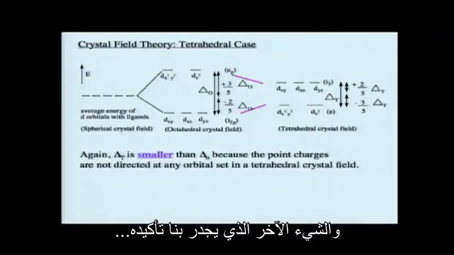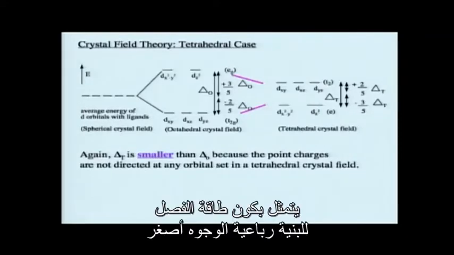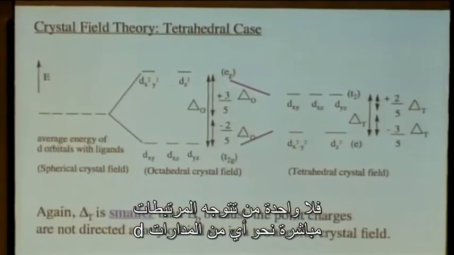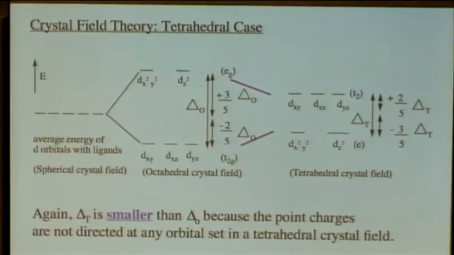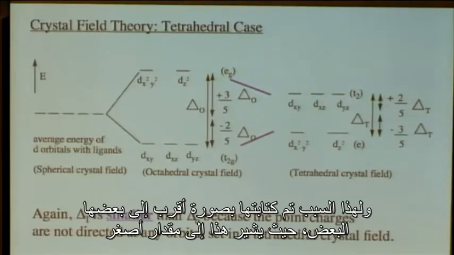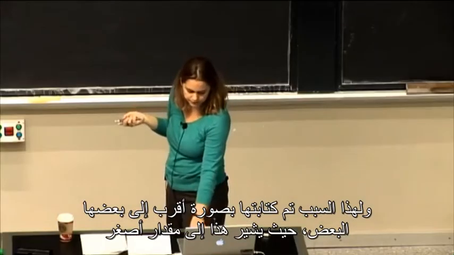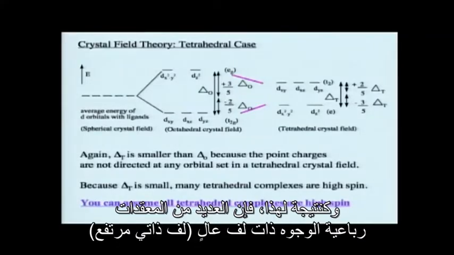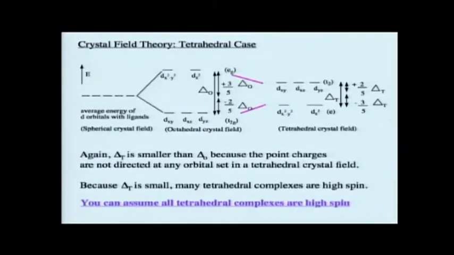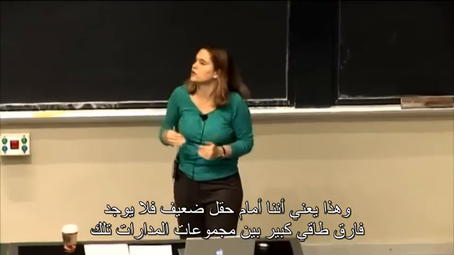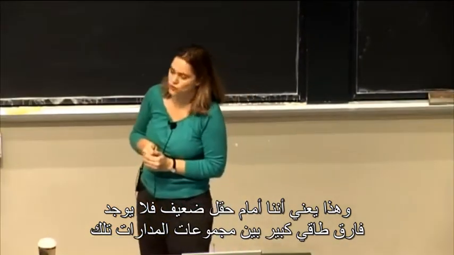The other thing that is important to emphasize is that the tetrahedral splitting energy is smaller because none of those ligands are pointing directly toward any of the d orbitals. So here there is a much larger difference. Here there is a smaller difference, so that's why it's written much closer together. And because of that, many tetrahedral complexes are high spin, and in this course you can assume that they're all high spin. So that means there's a weak field, there's not a big energy difference between those orbital sets.